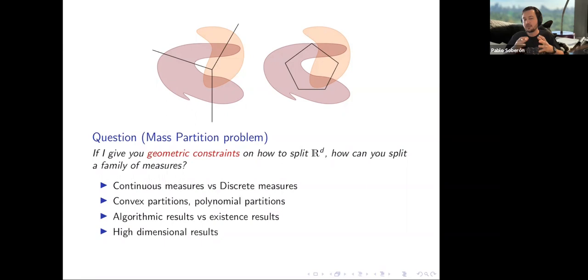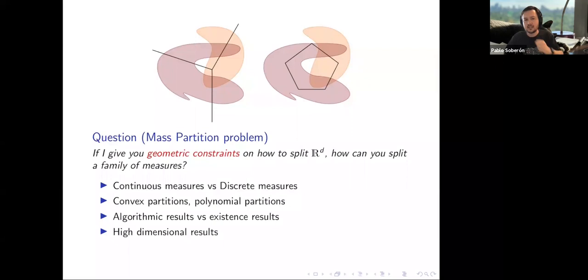All the measures I'll talk about during this talk, you can think that they are smooth. They are absolutely continuous with respect to the Lebesgue measure. So I won't worry about strange measures in some sense. And we're really interested in what is the topology behind those things.